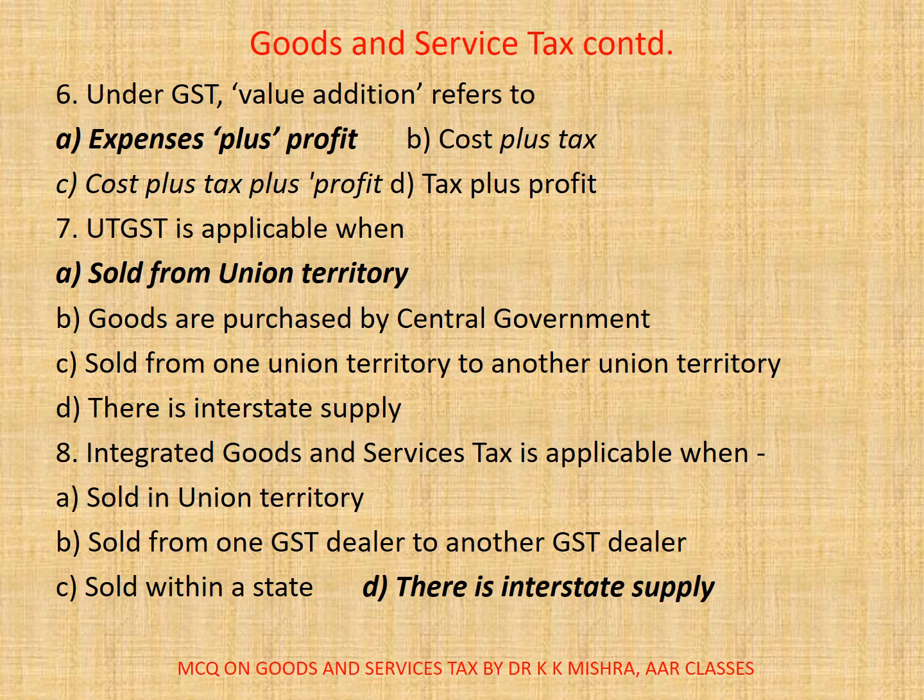8. Integrated goods and services tax is applicable when: A. Sold in Union Territory, B. Sold from one GST dealer to another GST dealer, C. Sold within a state, D. There is interstate supply. So the correct option is D, when there is interstate supply.